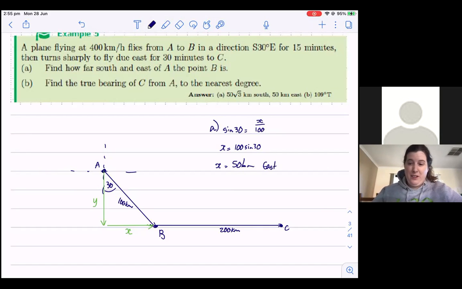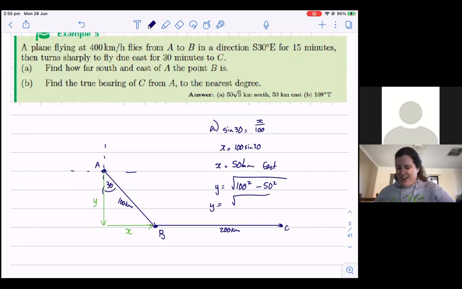Now we could use Pythagoras or we could use SOHCAHTOA again. I'm actually going to use Pythagoras. So I've got square root of 100 squared take 50 squared. So it's the square root of, I do have a calculator, I can do this.